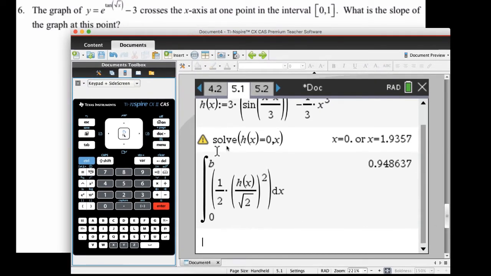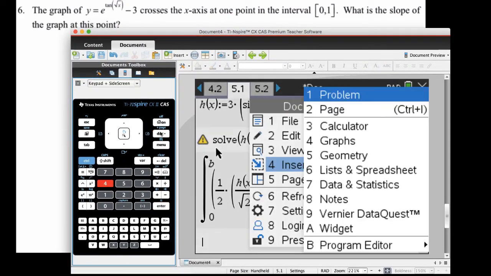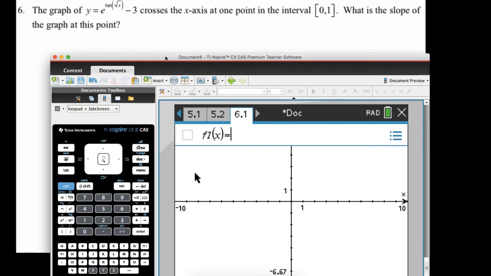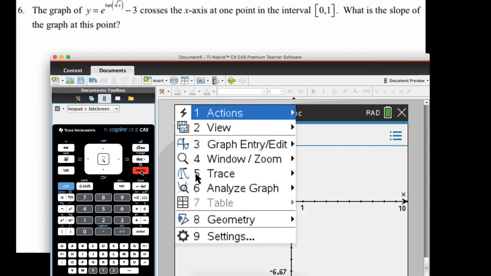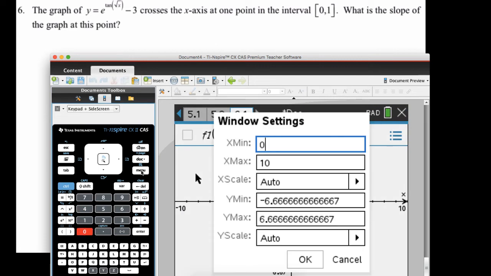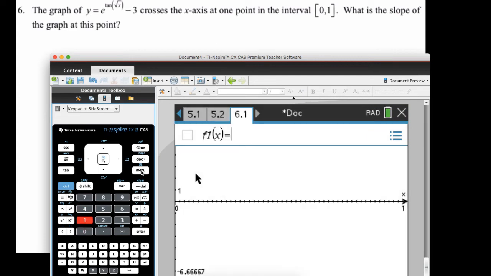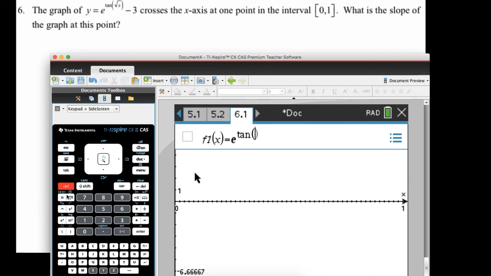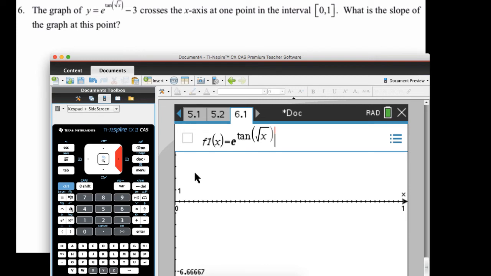All right, let's insert a new problem. This one seems like it'll be quick. I don't know, none of them are quick. I'm going to start on the graph page. I'm first going to change my window to 0 to 1. Always a good idea. All right, let's graph this. So it's e to the tangent of the square root of x minus 3.